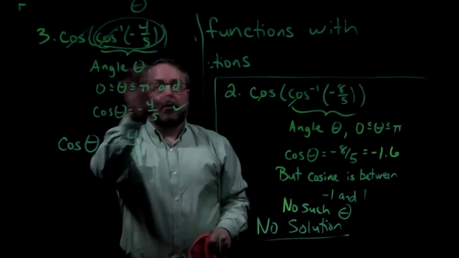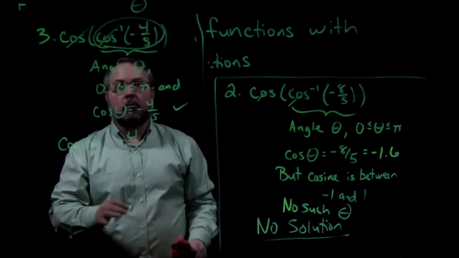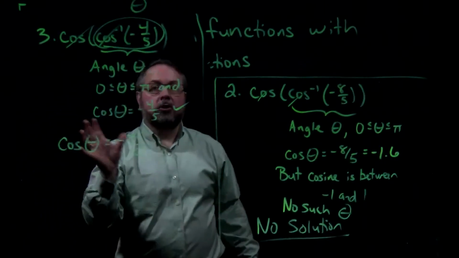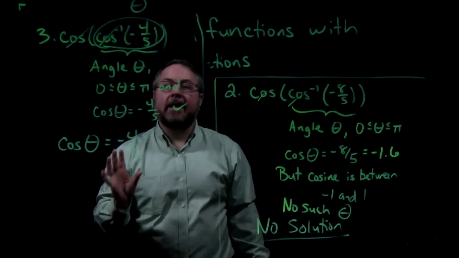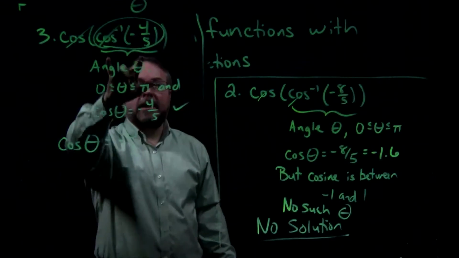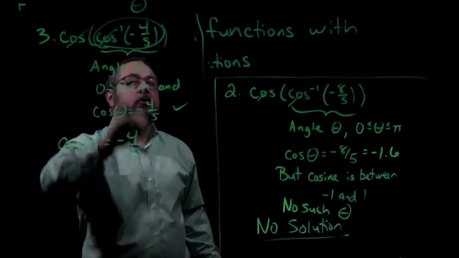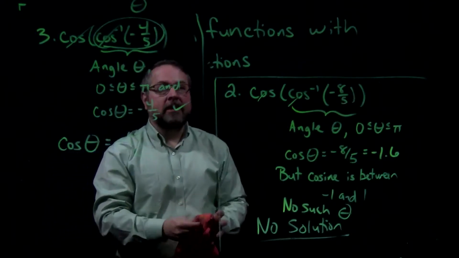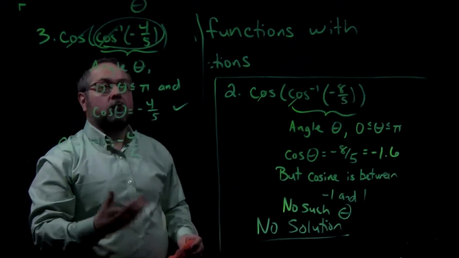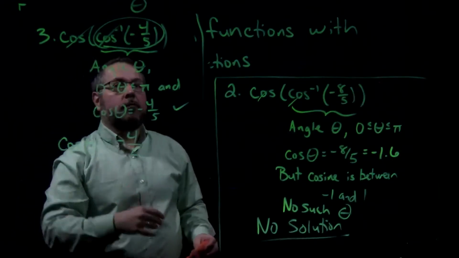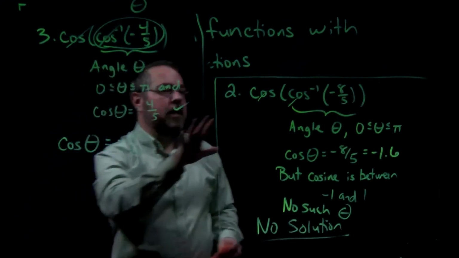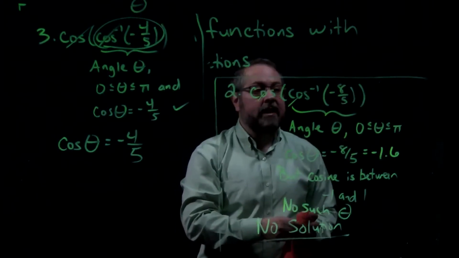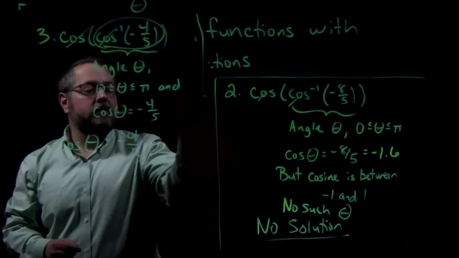Okay, so that's the first class of problem we have, where we have the trig function on the outside, the same trig function, but the inverse on the inside. What you want to remember here is if the inside exists, then you can just do a cancellation. But you have to check, does that inside term exist? Inverse cosine of -4/5 exists because -4/5 is in the domain of the inverse cosine. On the other hand, we did -8/5, that did not exist because -8/5 is not in the domain.